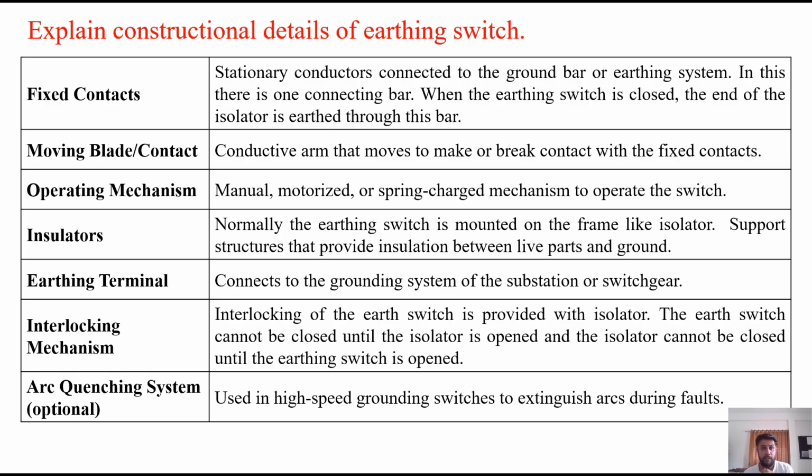Interlocking mechanism. Interlocking of earth switch is provided with isolator. The earth switch cannot be closed until the isolator is opened, and isolator cannot be closed until the earthing switch is open. Arc quenching system. It is optional. Used in high-speed grounding switches to extinguish the arc during the fault events. So these are the constructional details of earthing switch. These are the components available in earth switch. And earth switch is mandatory as per the IEC or IEEE standard.